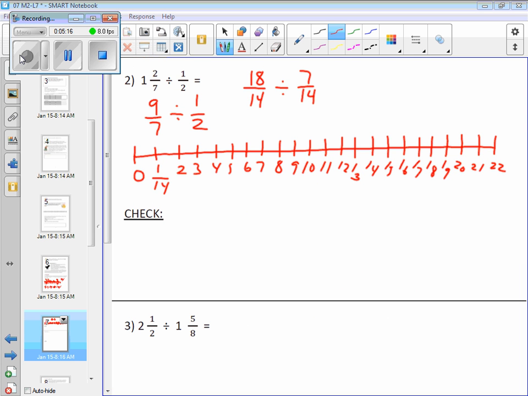After we've converted, for number 2, our mixed numbers into improper fractions and found a common denominator of 14, I have this really, really long number line up to 21/14, which is kind of what we're going to need. Our destination is 18/14. That's this fraction here. Make my dotted line. And I have to leap in 7/14.